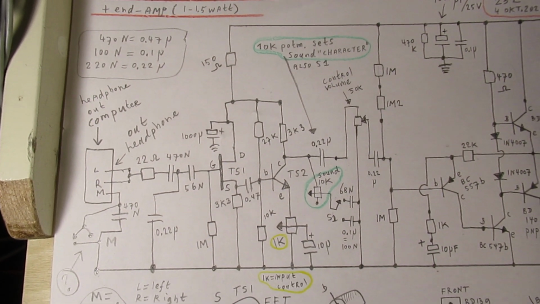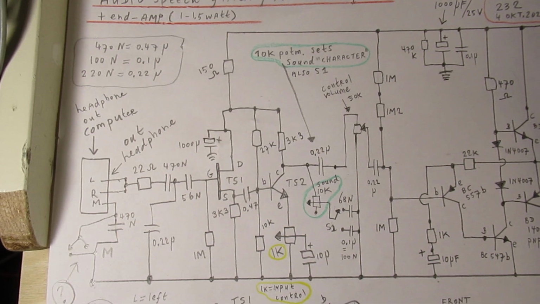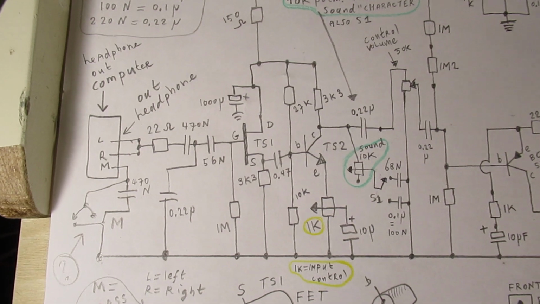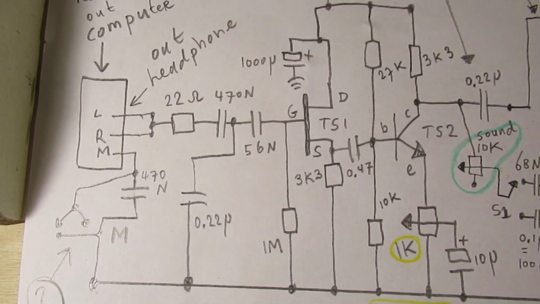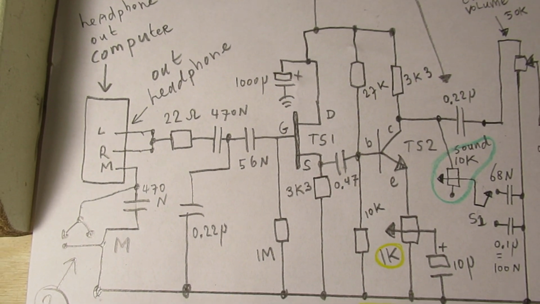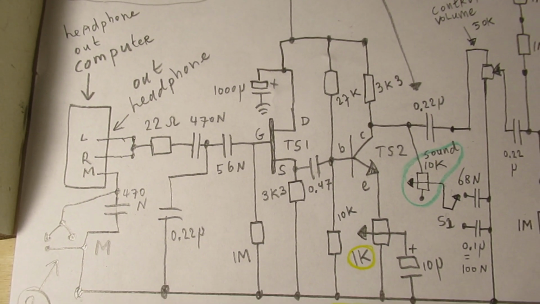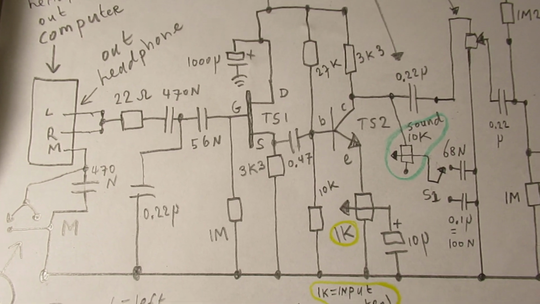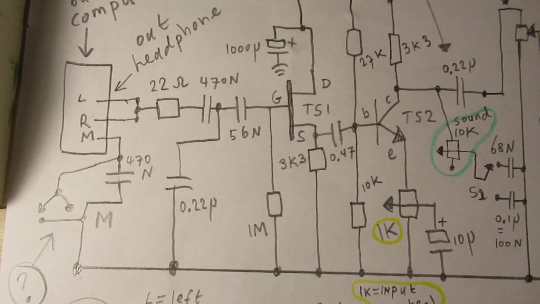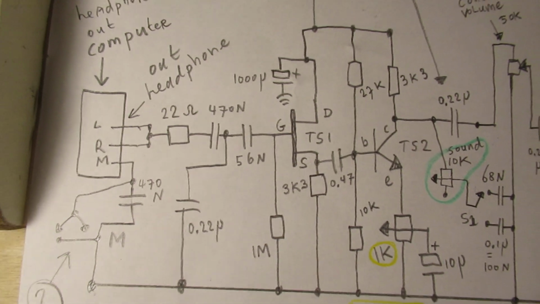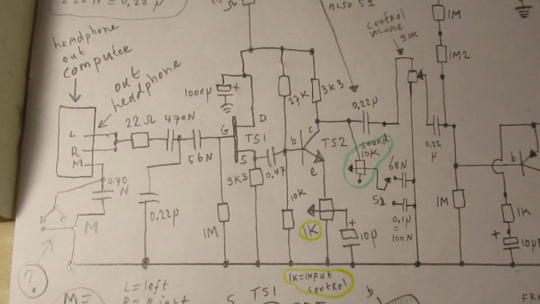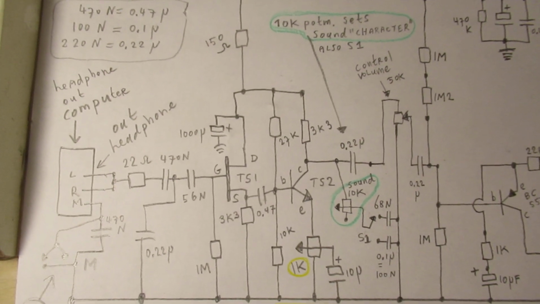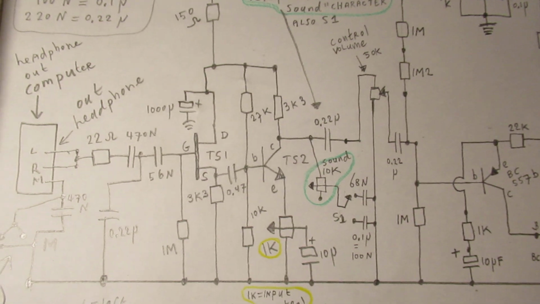You see the field effect transistor, it has an enormous impedance on its gate, and that means that the filter, and this is the filter unit, it consists of the 22 ohm resistor, the 417 nanofarad capacitor, the 56 nanofarad capacitor, and this capacitor of 0.22 microfarad. That form an audio filter, and there is another part of that filter.